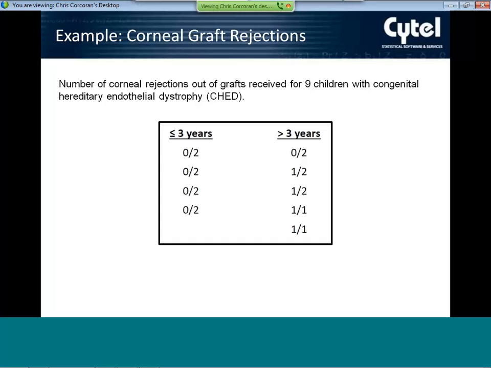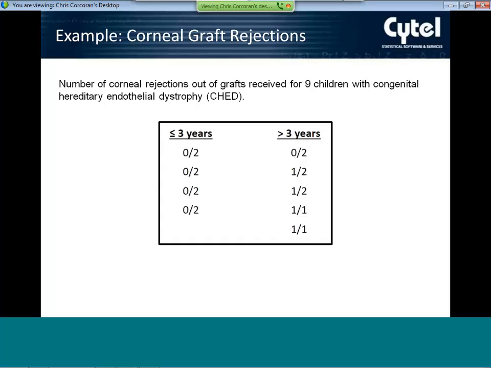This particular data set is a series from 9 children who had a congenital defect that's referred to as congenital hereditary endothelial dystrophy. Now, this congenital problem leads eventually to lazy eye, and one way of combating or treating this is by performing corneal grafts. So what you're seeing in this table is this series of 9 children categorized according to age.